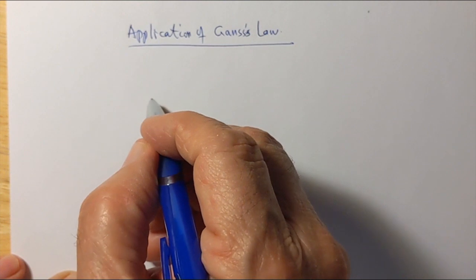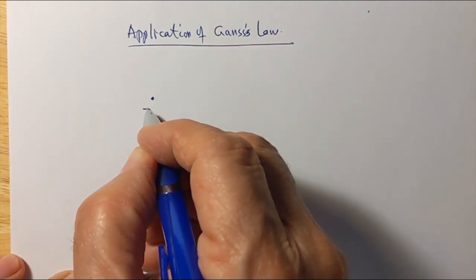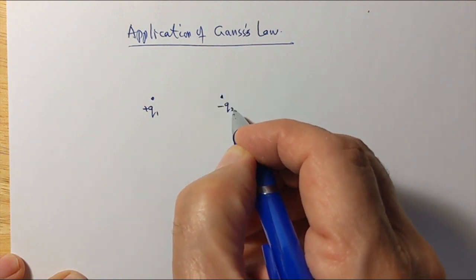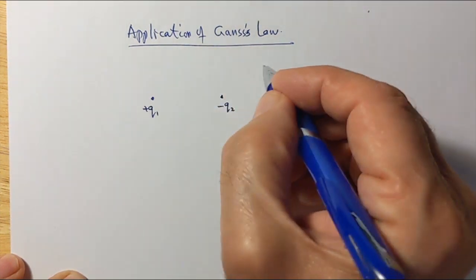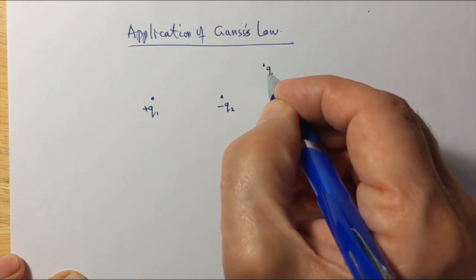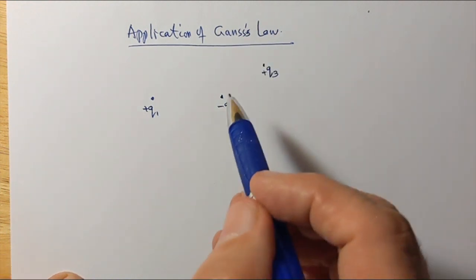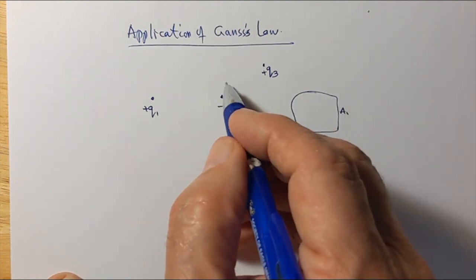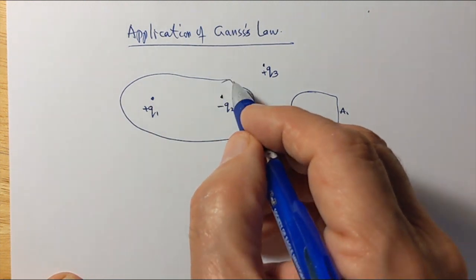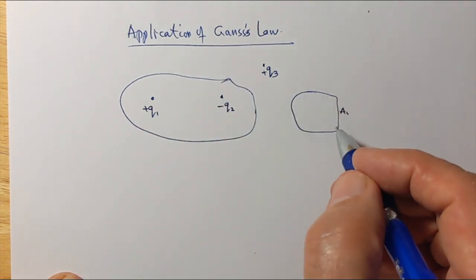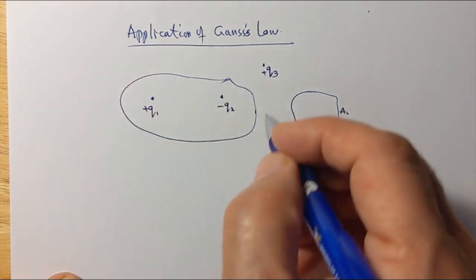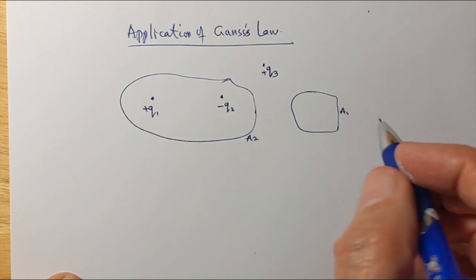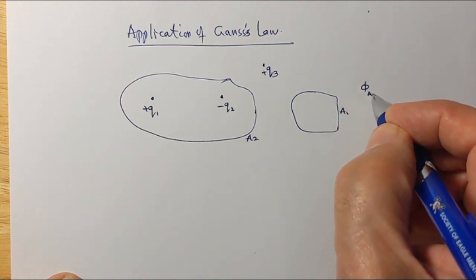So if we have a point charge here, which is, let's say, a positive Q1, and we have a negative charge here, which is a negative Q2, and let's suppose there's a third charge here, which might be a positive Q3, and we have a closed volume having an area A1, and a closed volume having an area A2. So what is the flux through A1?